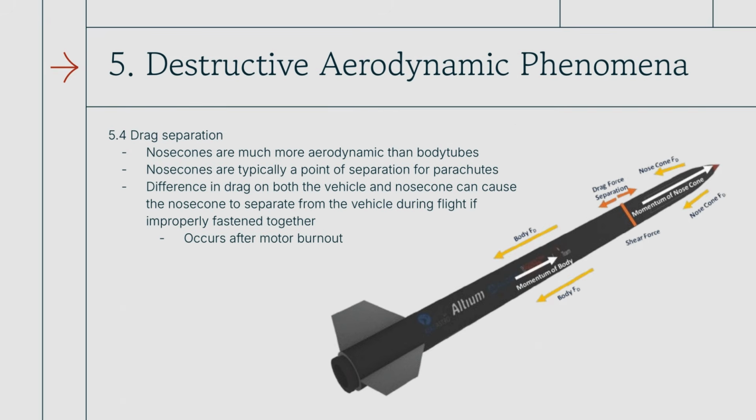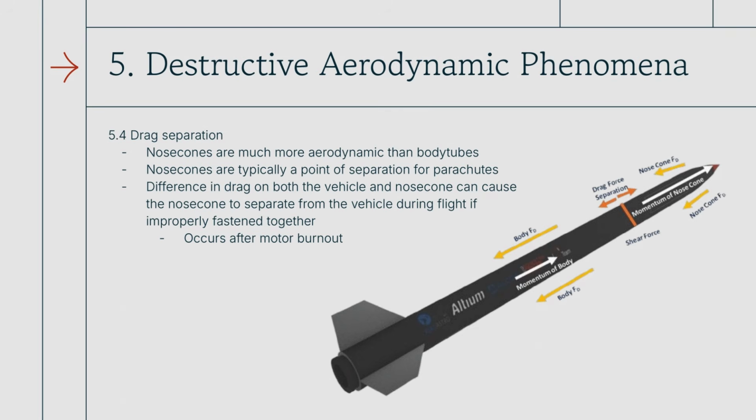And then lastly, you can have drag separation. Drag separation is also really interesting. Essentially, nose cones are one of the most aerodynamic components on the vehicle. They're designed specifically to be aerodynamic, to push the flow out of the way. And so that means the drag on the nose cones is a lot smaller than the drag on the rest of the rocket.